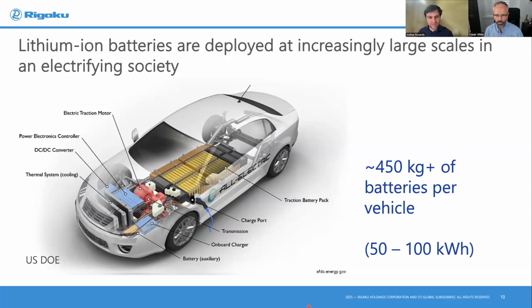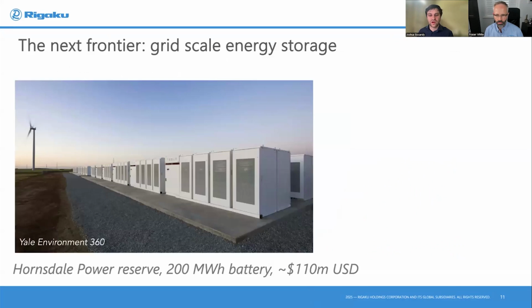And as big as the deployment in electric vehicles is, the next frontier is going to be significantly larger, and that's grid scale energy storage. So in this picture, you can see a South Australia wind installation, and you have a windmill here, and what's next to it, a massive battery bank. This was put in around 2020, and it's 200 megawatt hours. So we've now gone up 3 orders of magnitude compared to a car battery.